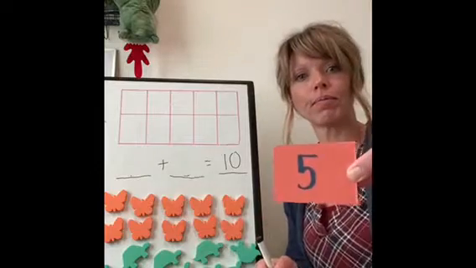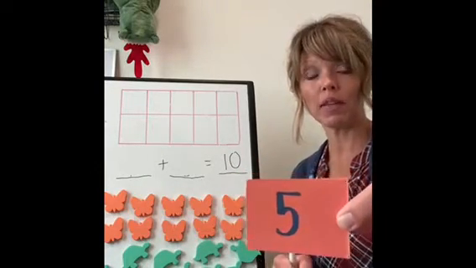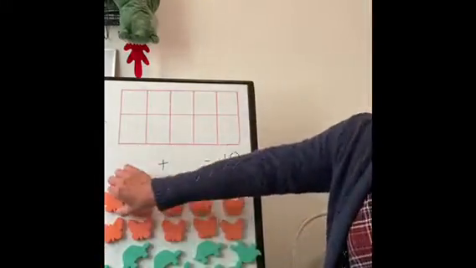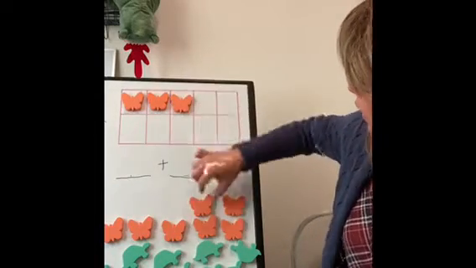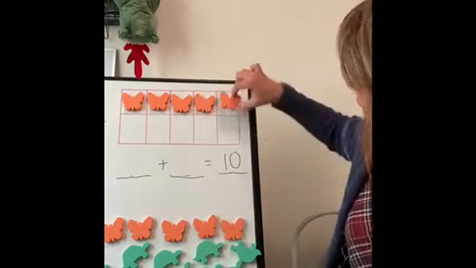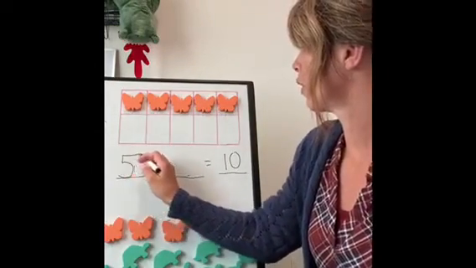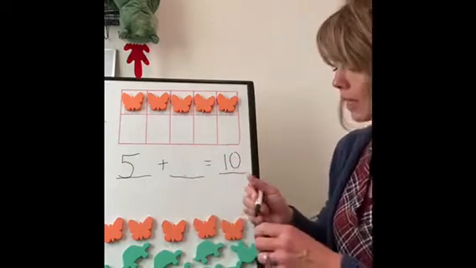Oh, that's the number 5. Skinny body, belly fat. Number 5 wears a hat. Okay, let's count out 5 butterflies. 1, 2, 3, 4, 5. That is the number that we are starting with. So we have 5 plus blank equals 10. We're trying to find this missing number.